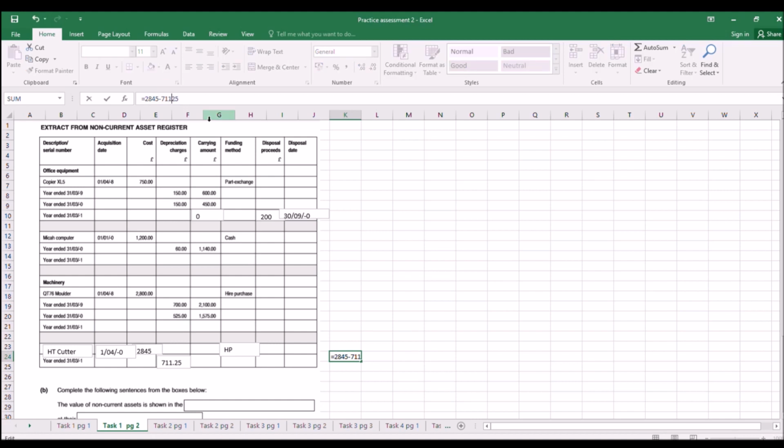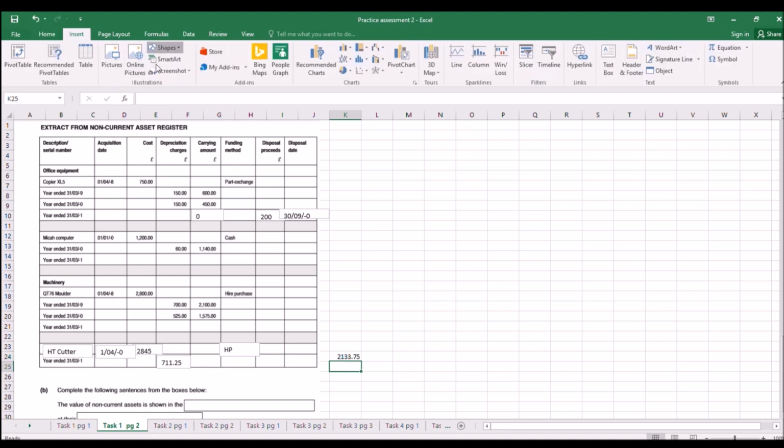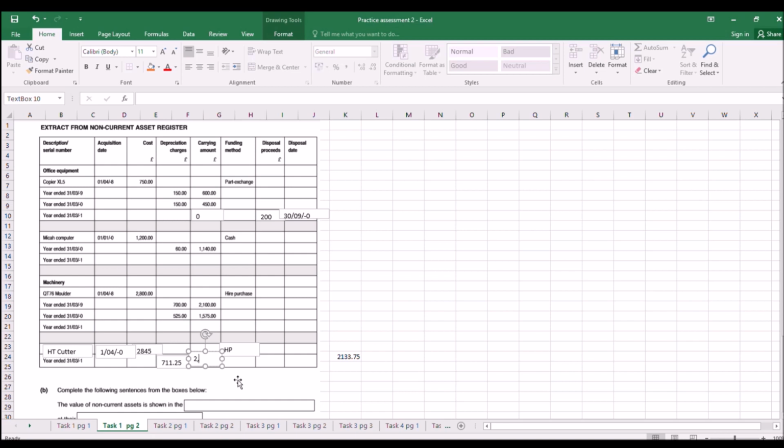Let's try and get this right. Okay, right, here we go. Insert a little shape here. There's our carrying amount here, 2133.75. Right. Okay, that's that first one done. Now we're going to do, right, let's just go back and check it.